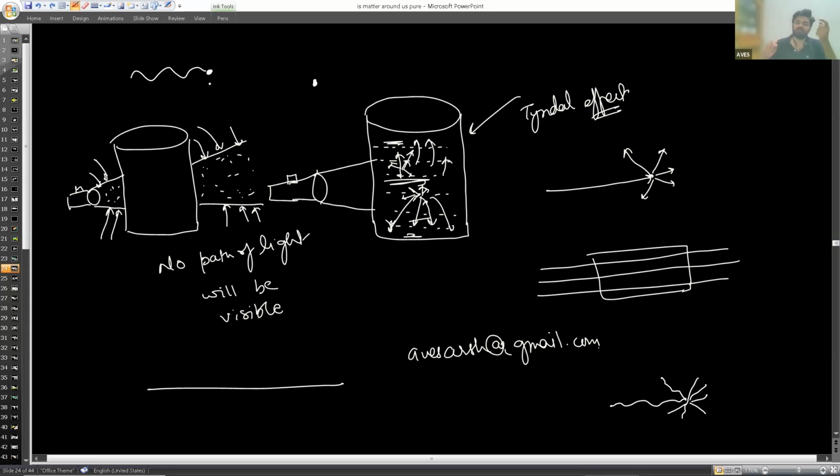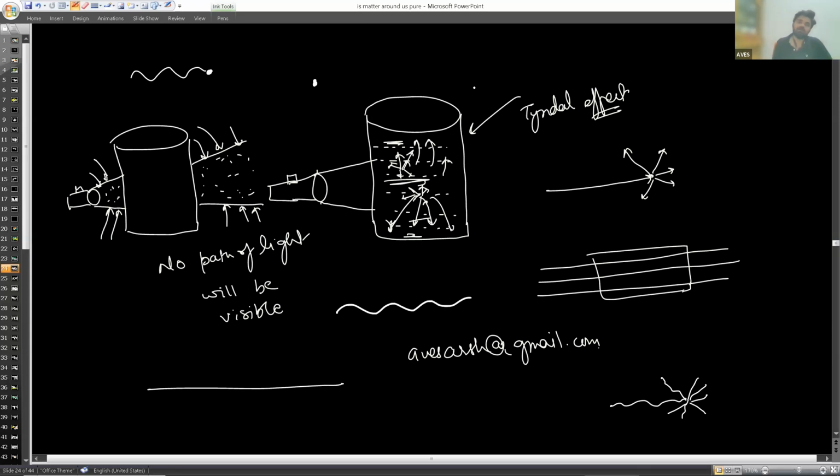But if the particle size is so small that it cannot scatter the beam of light, for example, I'm saying that here in this box there is a particle, but it is not visible. The particle is so small that the light is not being scattered over here, so there will be no reflected light. And if there is no reflected light, the particle will not be visible to you.